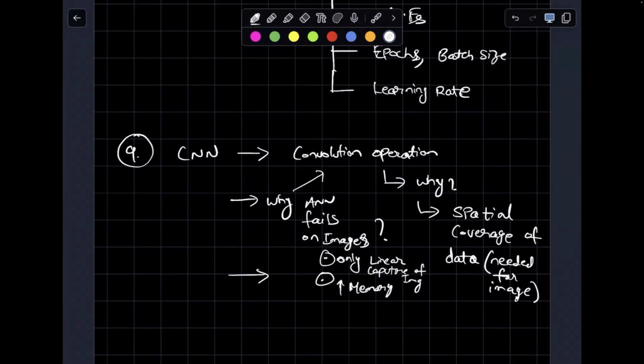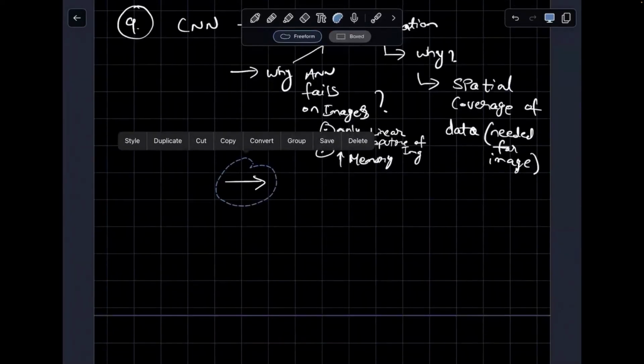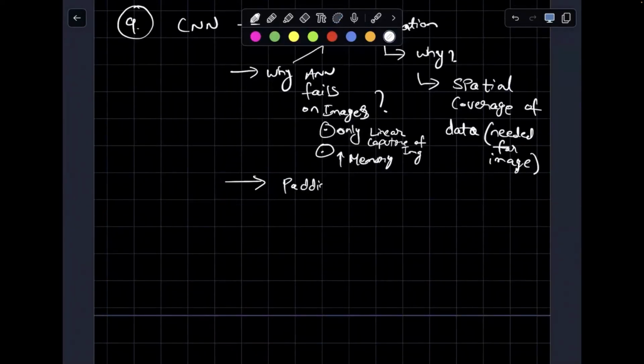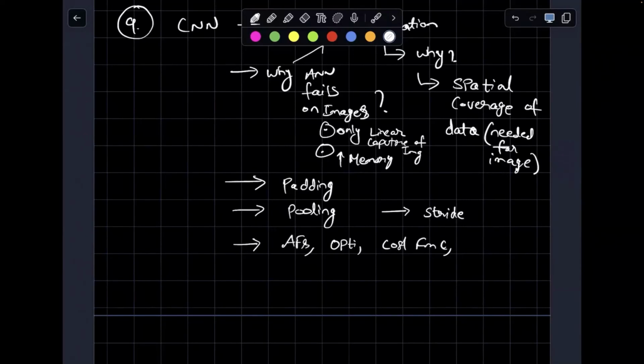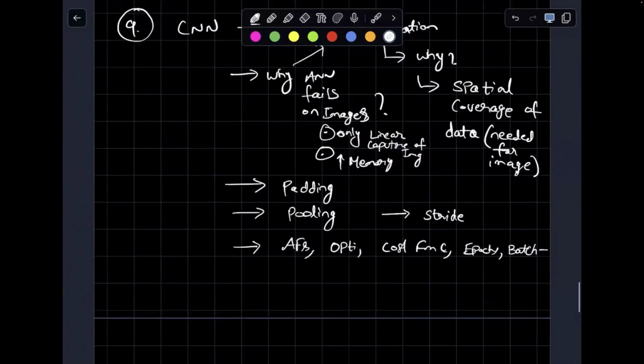Good point. Okay. And then in CNN, other important things are padding. We need to know why we are adding padding. And pooling, and stride. And finally, here also we have all other things like activation functions, optimization functions, cost function, epoch. Everything is still the same, just the approach is what is majorly different.